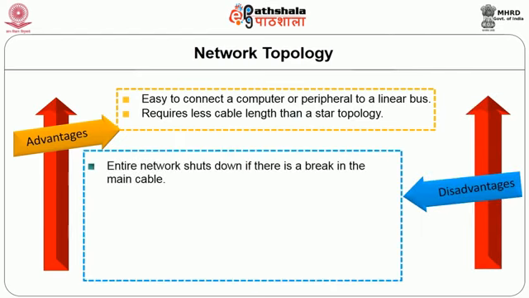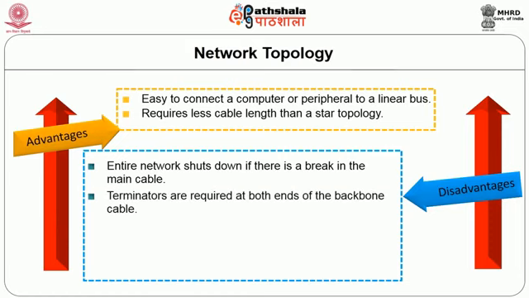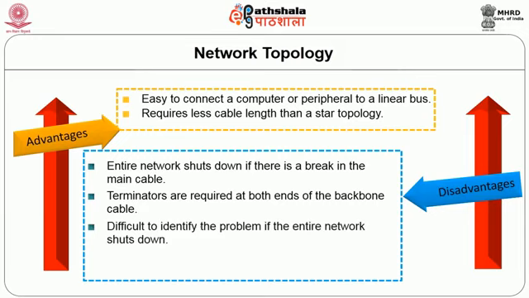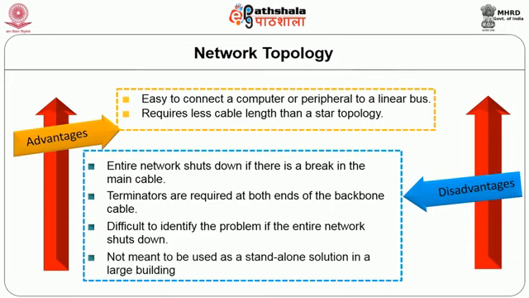Disadvantages are: the entire network shuts down if there is a break in the main cable. Terminators are required at both ends of the backbone cable. It is difficult to identify the problem if the entire network shuts down. Not meant to be used as a standalone solution in a large building.